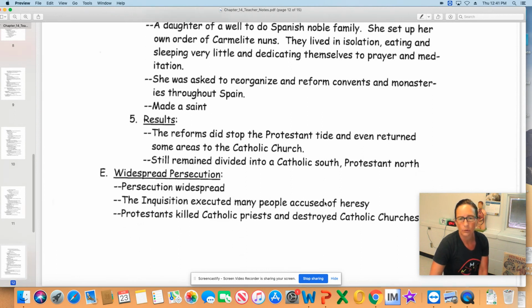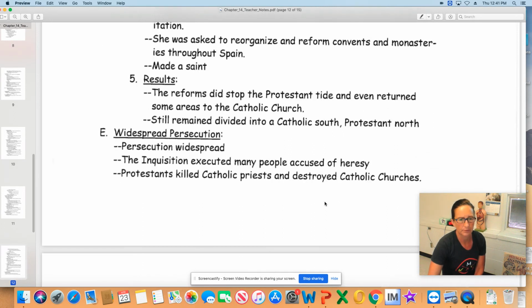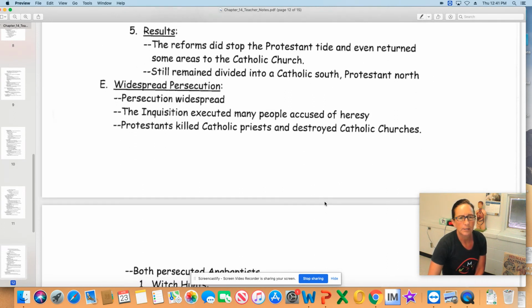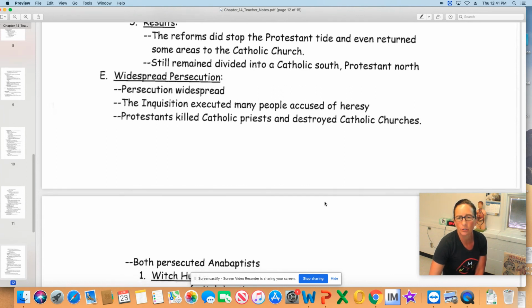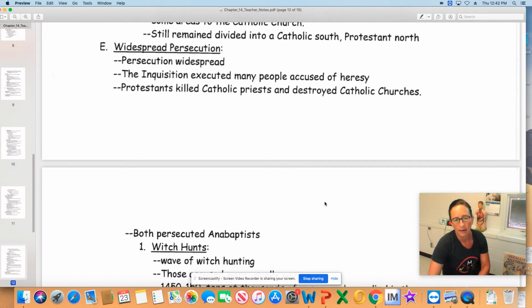Results: the reforms did stop the Protestant tide and even returned some areas to the Catholic Church. Europe still remained divided. Catholics tended to dominate the South. Protestants tended to dominate the North. And then persecution was widespread. The Inquisition executed many people accused of heresy. Protestants killed Catholics and Catholic priests, and destroyed Catholic churches. Both Catholics and Protestants persecuted Anabaptists.